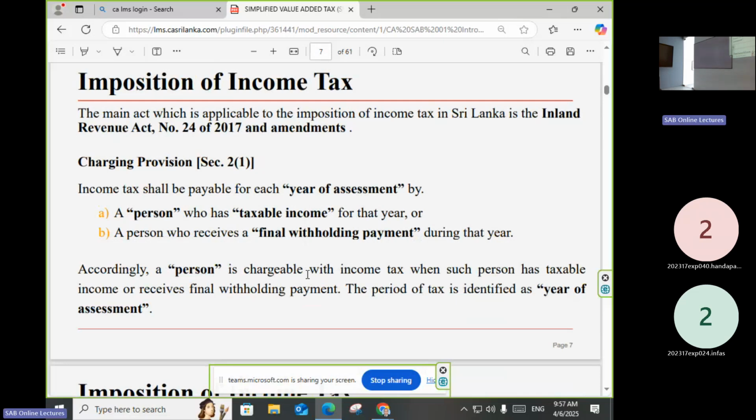Now in Sri Lanka, who shall be liable for Sri Lankan income tax? A person. We don't know which person yet. A person who has a taxable income. We don't yet know what taxable income is; whatever income we recognize as taxable. Another category is a person who receives a final withholding payment. So a person is chargeable with income tax when such person has taxable income or receives a final withholding payment. The period of tax is identified as the year of tax.